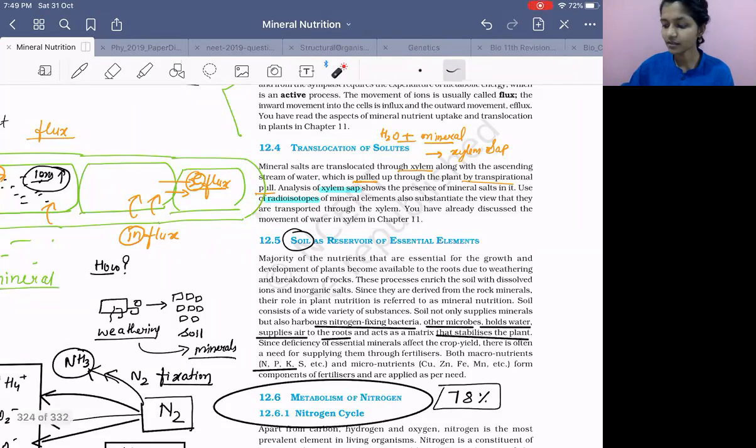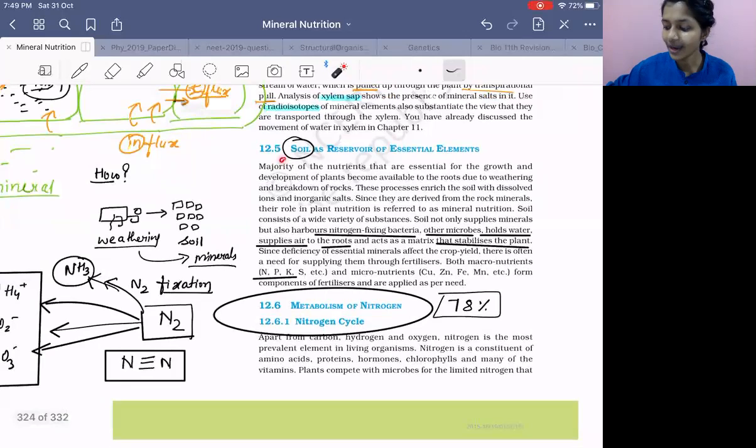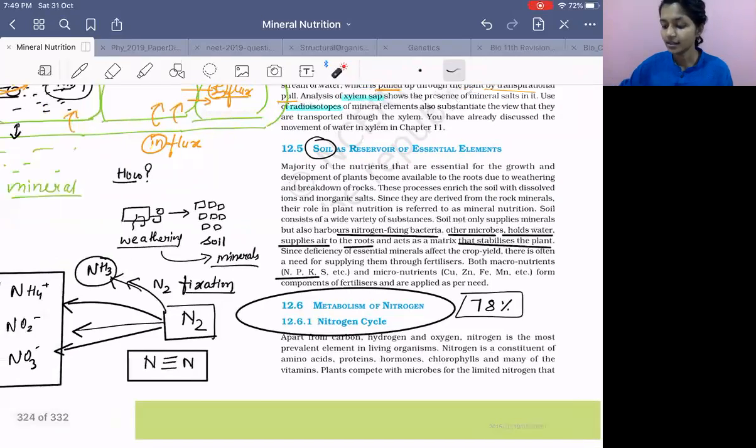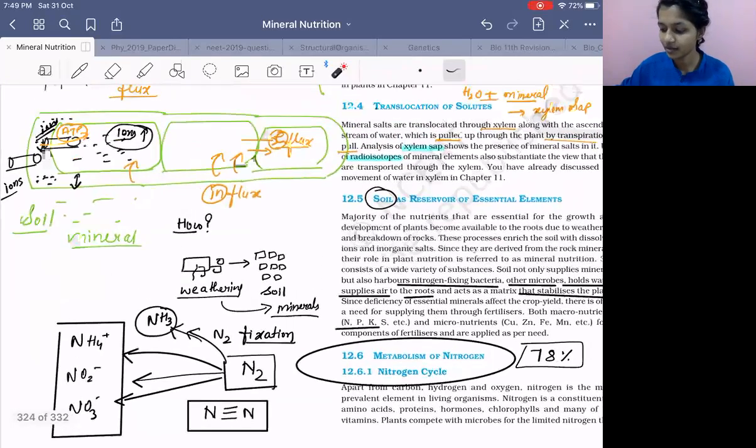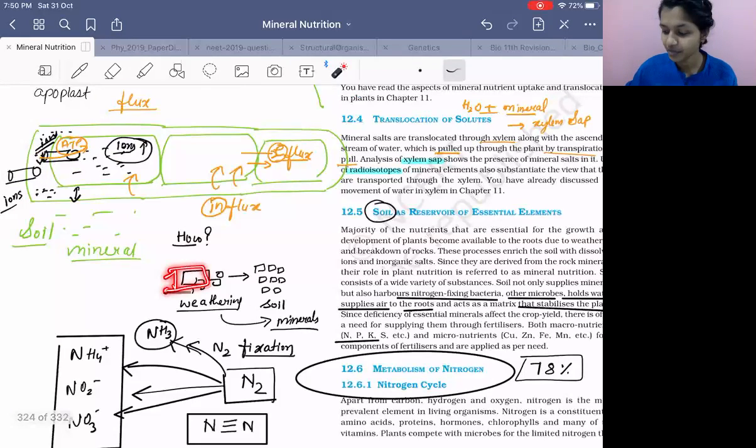Okay. Now next topic is what? Soil as a reservoir of essential element. Soil is very much useful for the plants, right? It is reservoir of essential elements, you know it. Right? You have a rock. What happens in the rock? Weathering. Weathering is what? Breakdown. When breakdown happens, you get soil.